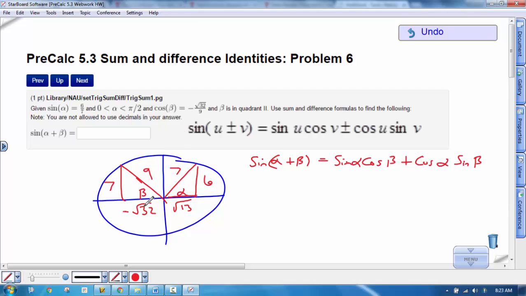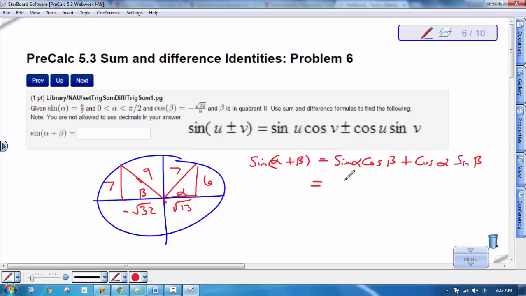And it said that cosine was adjacent over hypotenuse, negative square root of 32 over 9. Pythagorean theorem gives you this leg is 7. And then use sum or difference formulas. So the sum or difference formula is right here. Now we're using alpha and beta instead of u and v, so I rewrote it right here using the plus sign. So I stayed with the plus sign here in the top. So then I just need to fill this out.